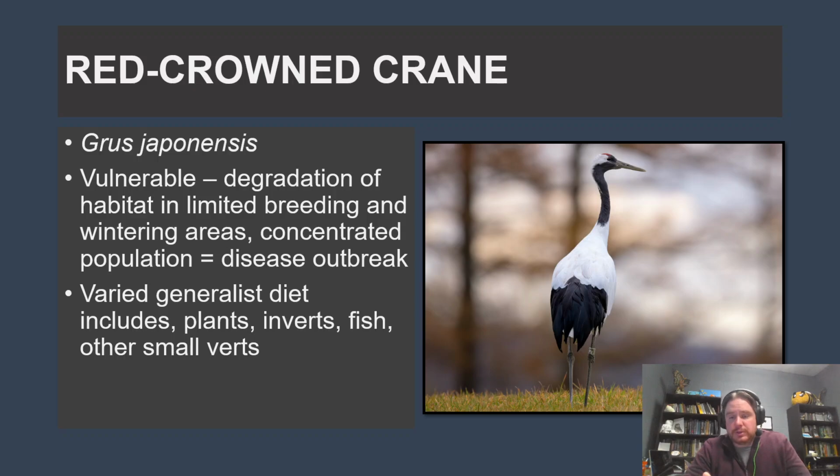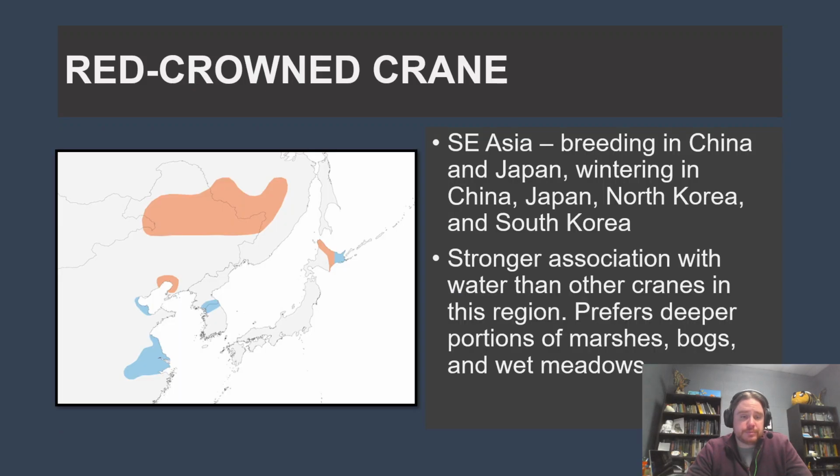They have a generalist diet that includes plants, inverts, fish, and other small vertebrates. And so you can see their distribution here. So you have China, Russia, slightly in Mongolia. I don't know, I didn't include that on the list. Slightly in Mongolia. And Japan for their breeding range, and they winter in China, Japan, and along the DMZ between North and South Korea.